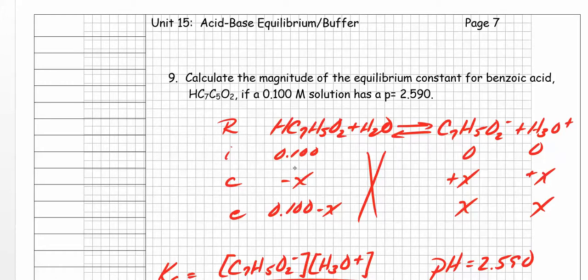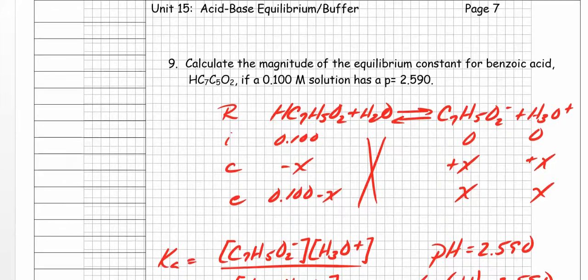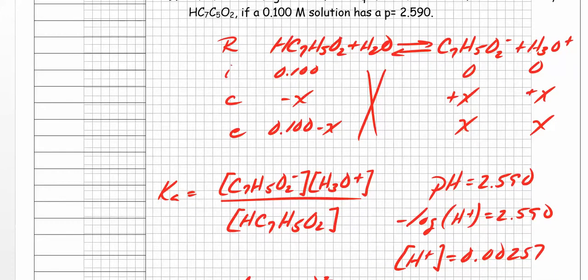So now let's add up. In the equilibrium expression, we're going to have 0.100 minus X. We're going to have X for the equilibrium concentration of the benzoate ion and X for the H3O plus concentration, right? At equilibrium. Now, if I want to write an expression, I'm going to put the products over the reactants at equilibrium. So benzoate ion, that's C7H5O2 minus, times H3O plus concentration, those two multiplied together, divided by benzoic acid is going to be the expression. Not the number, but the expression, okay?